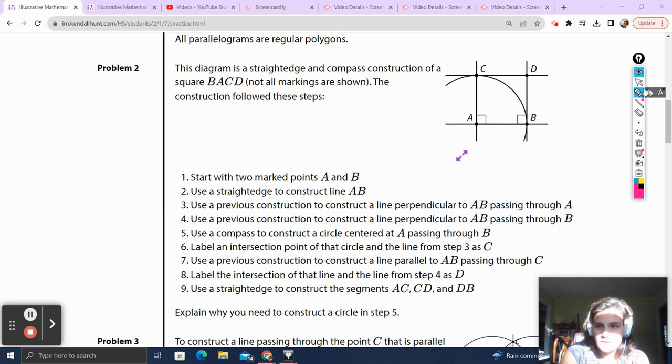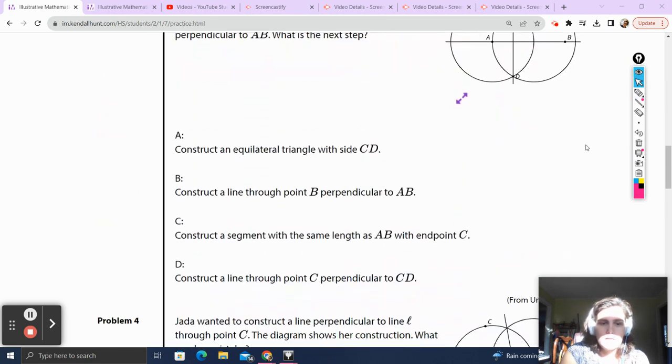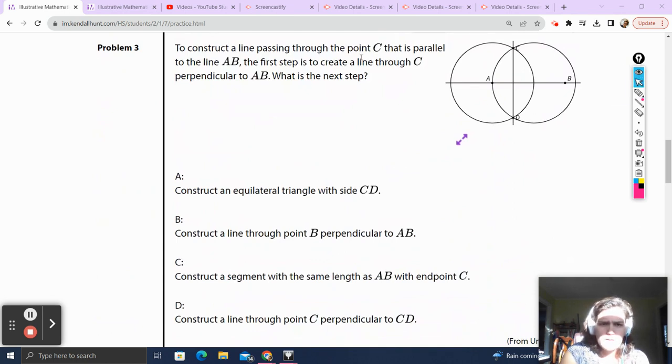Let's go on to the next question. Problem 3. To construct a line passing through point C that is parallel to the line AB, the first step is to create a line through C perpendicular to AB. What is the next step? So we are looking for a line passing through C that is parallel to AB. We could construct an equilateral triangle with side CD. I don't think that helps us. We could construct a line through B perpendicular to AB. So that would be this guy. I don't think it helps us so much. Construct a segment with the same length as AB with the endpoint C.